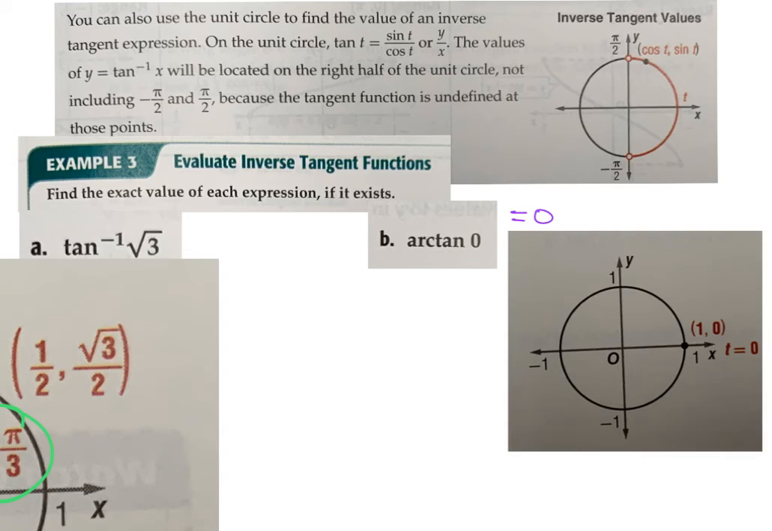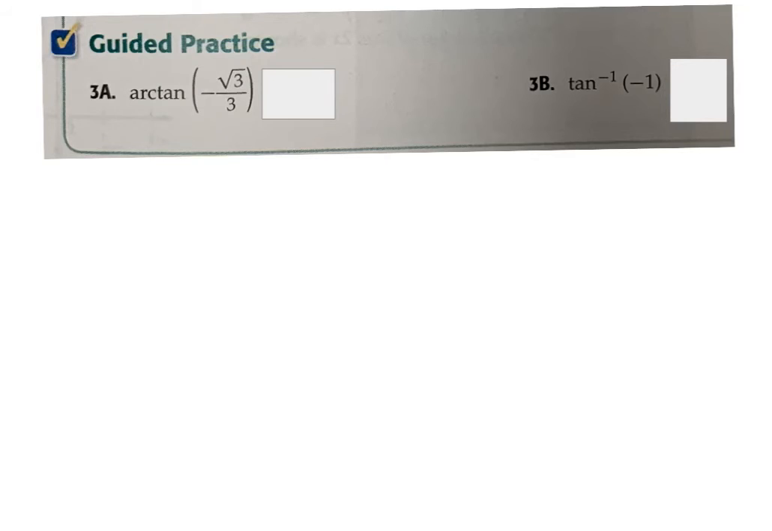So for negative square root of 3 over 3, you should have gotten negative pi over 6. And for negative 1, you should have gotten negative pi over 4. You just change it to a negative. At least we're not graphing.